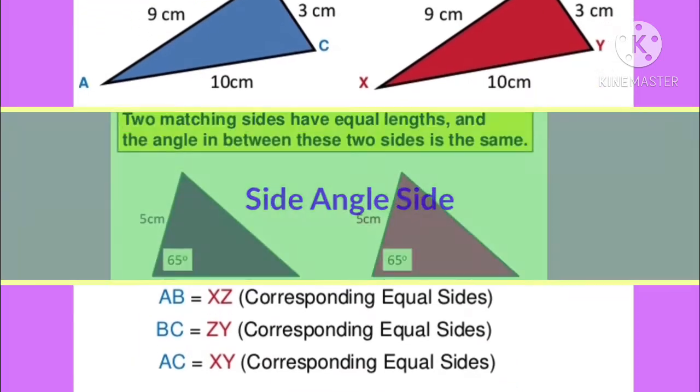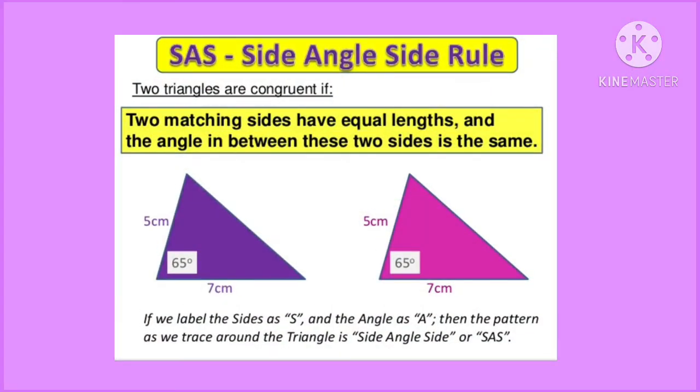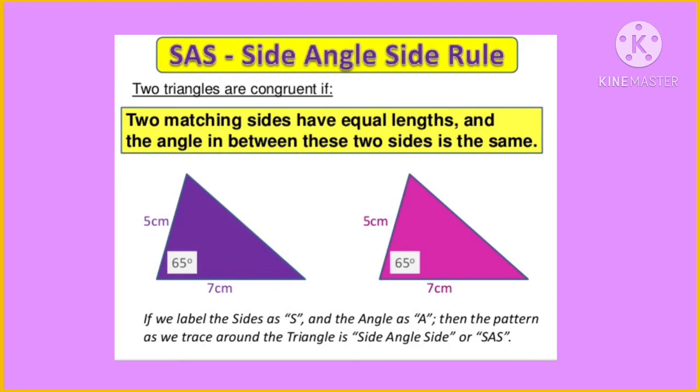Next condition is the side angle side condition. According to this, if two matching sides have equal length and the angle between these two sides is the same, then the triangles are congruent and vice versa.